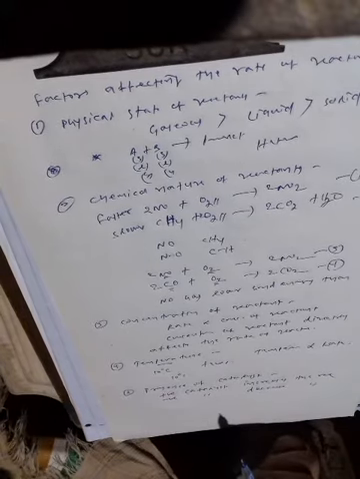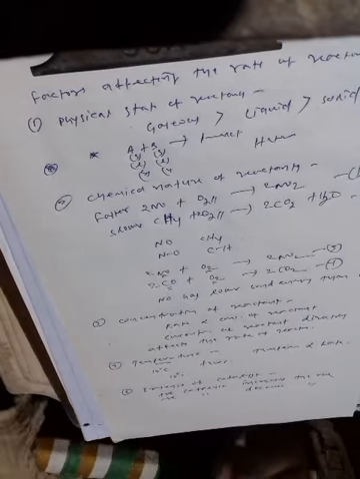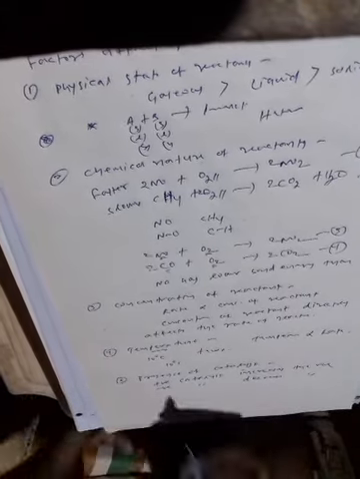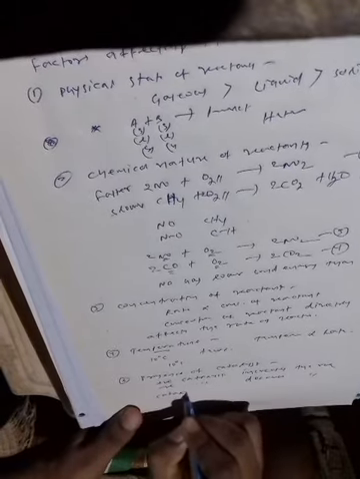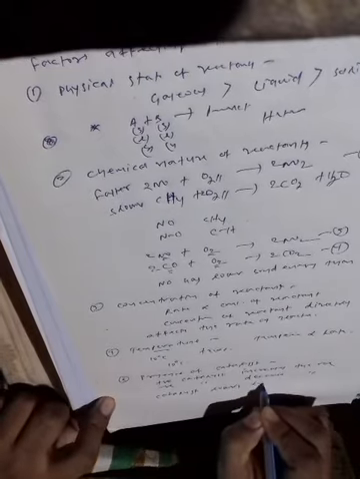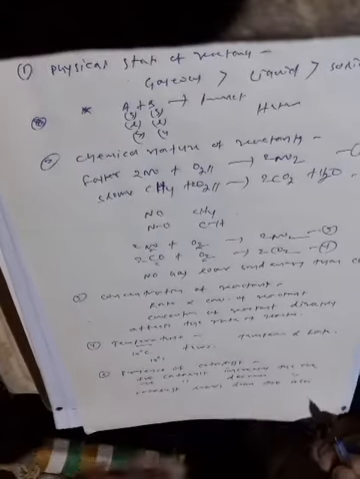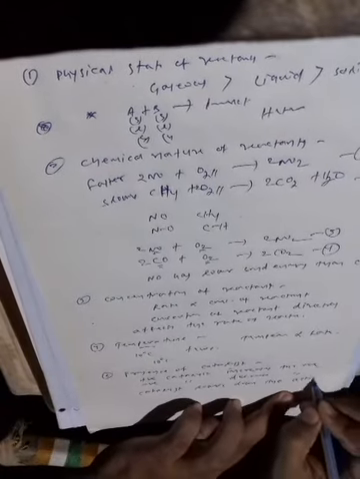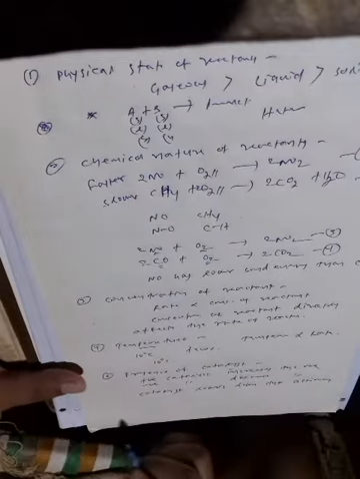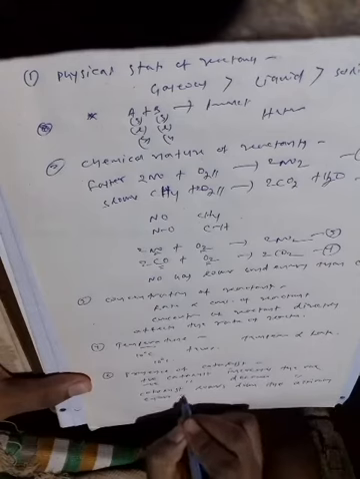Actually the function of a catalyst is that it increases the rate, no doubt. It lowers the activation energy, and hence the rate increases. What is activation energy? We will discuss it in the next video. A catalyst lowers the activation energy of a reaction, and hence the rate of the reaction increases.